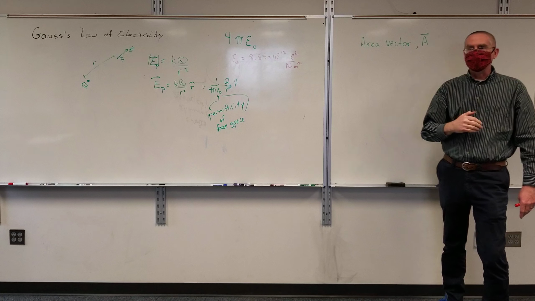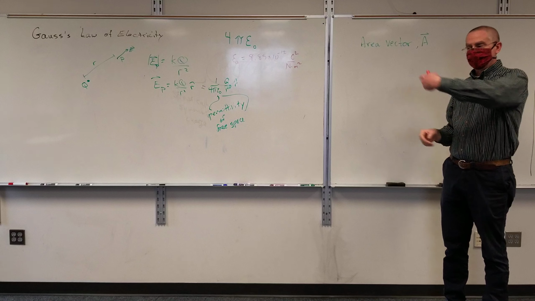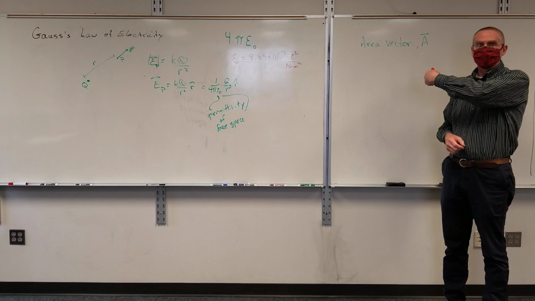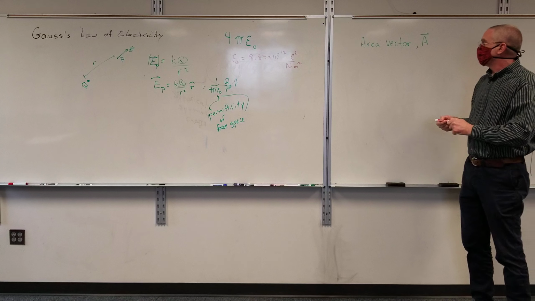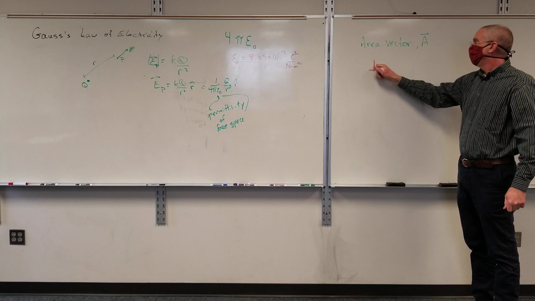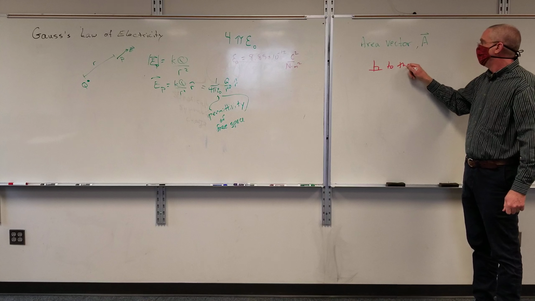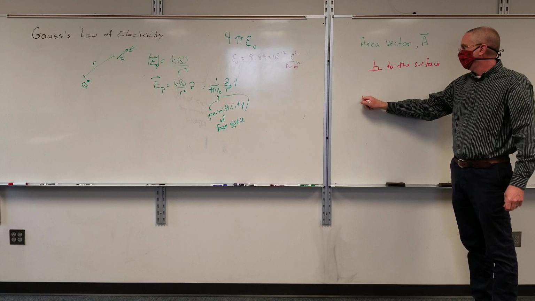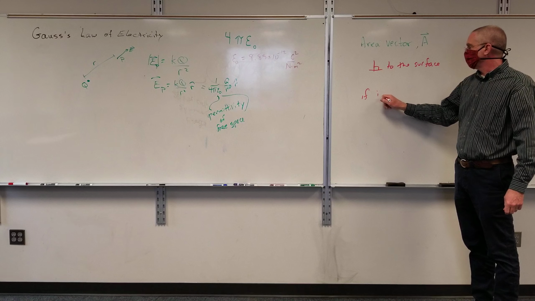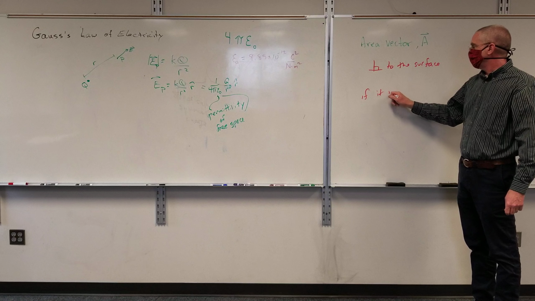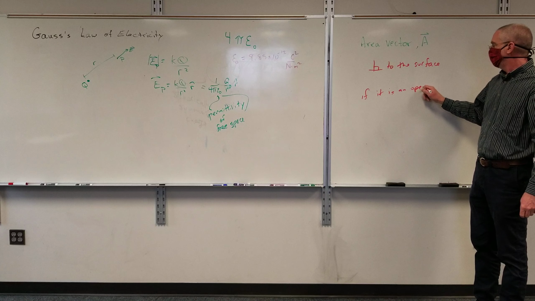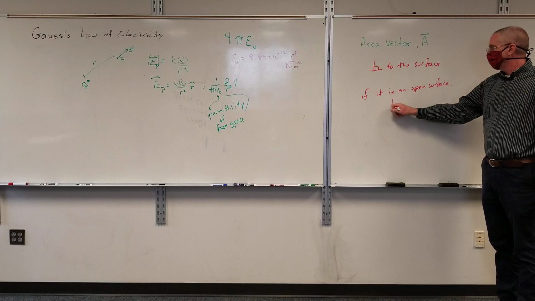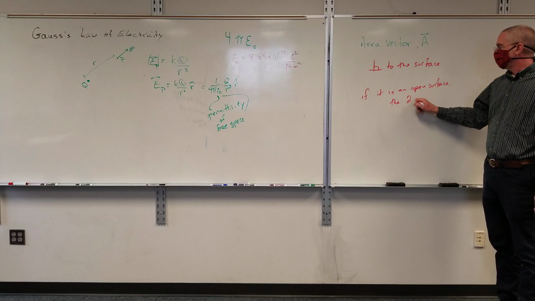Now Daniel brought in another option of why not have it point that way? And the mathematician said, sure, why not? So the area vector is perpendicular to the surface. If it's an open surface, then there are two choices for A.